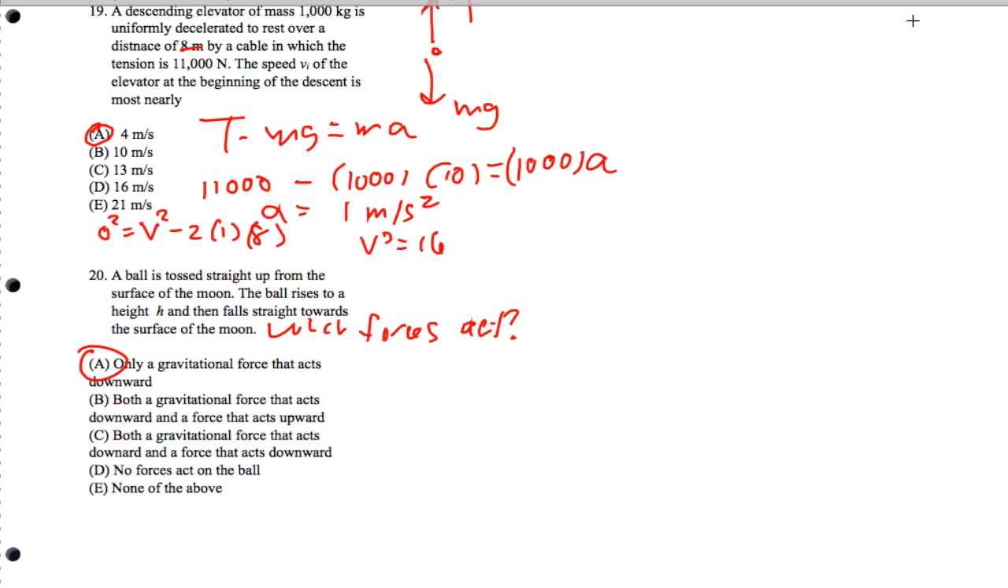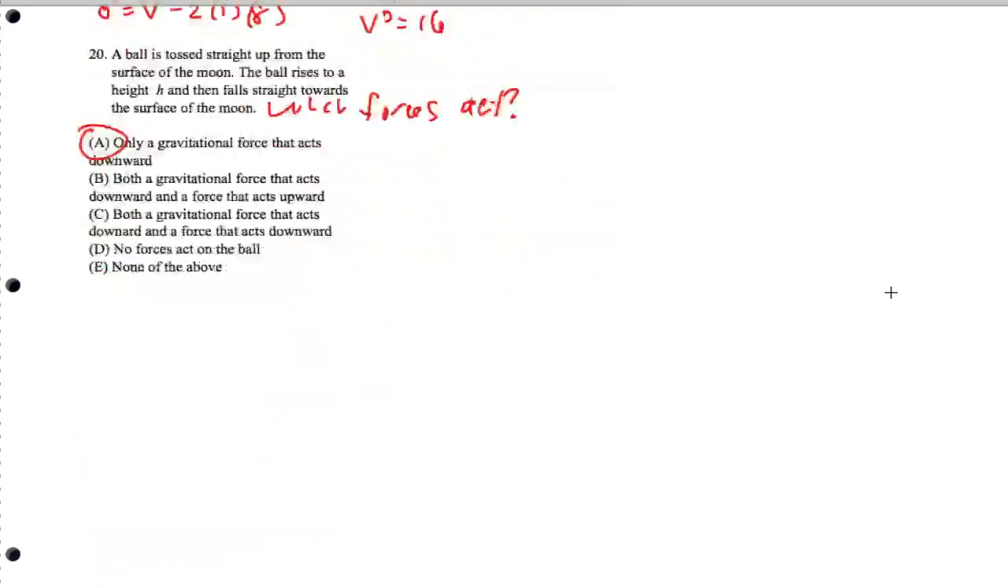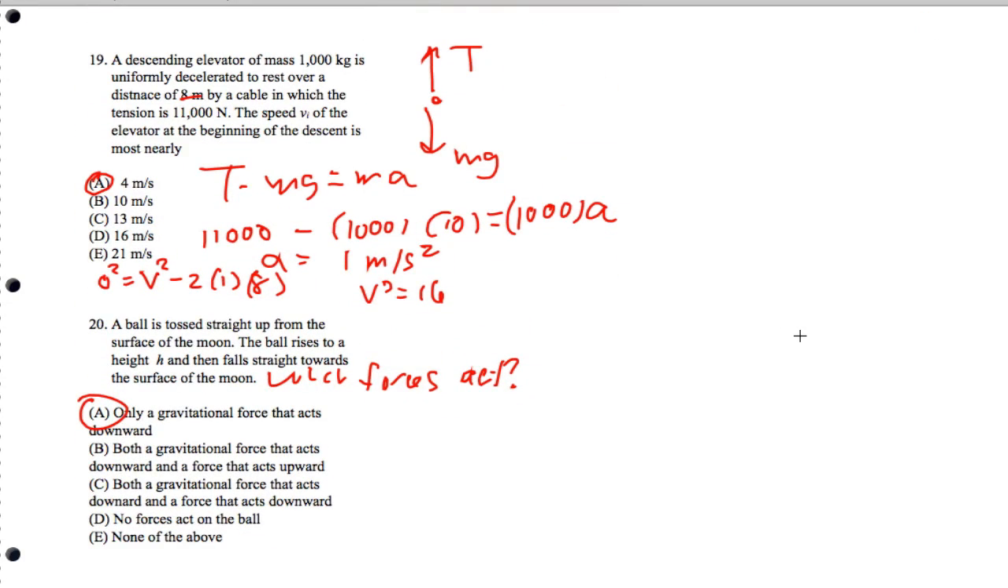So that's it for the multiple choice part. Sorry to sound so glib, but we've done these about a zillion times, and I hope you guys are kind of taking notes, figuring these out, and getting them done. So good luck.